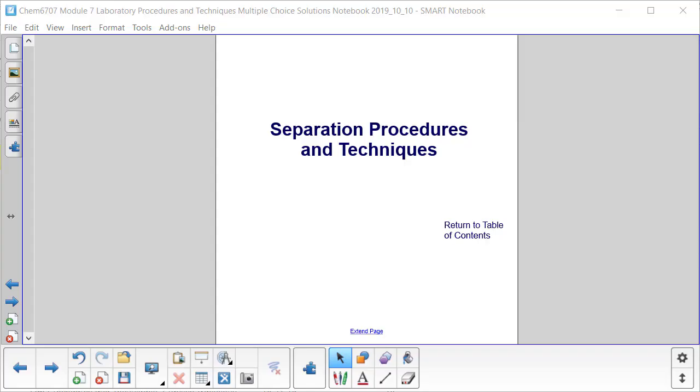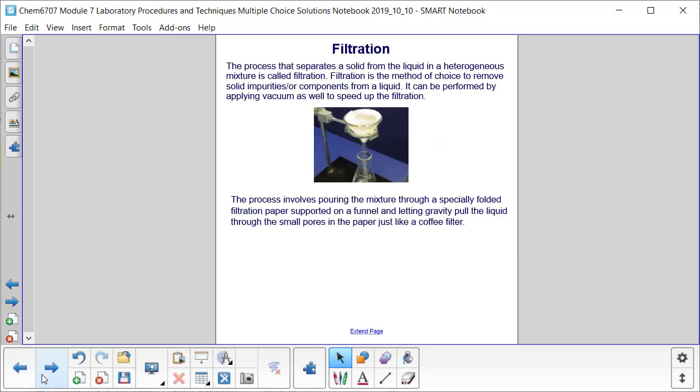Right, let's start out with a summary of separation procedures and techniques in the lab. First is filtration. Filtration is the process that separates a solid from a liquid in a heterogeneous mixture. Filtration is the method of choice to remove solid impurities or components from a liquid.